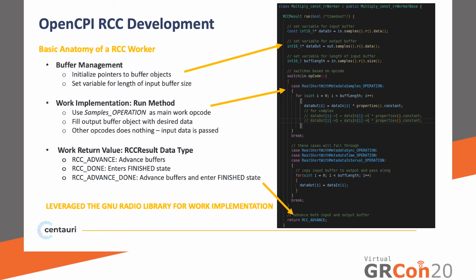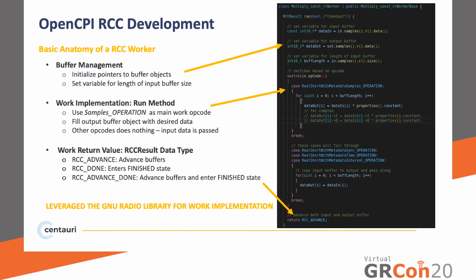For the work implementation, we need to process several opcodes associated with the protocol specification. The main opcode for this worker is the sample operation, as shown within the case statement code. For the sample operation, we simply multiply the input buffer values by a constant. This constant is a property of this worker, and we obtain the value of that constant through the properties method of the worker. For the other opcodes, we do nothing. We simply pass the input buffer to the output buffer for further processing down the line.